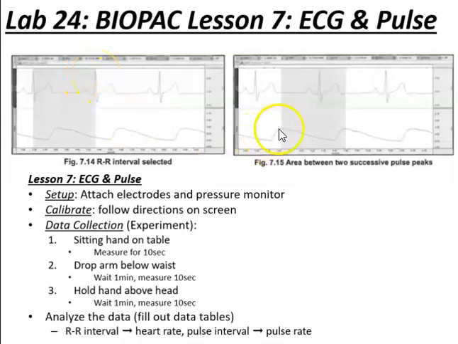Okay, and then next we would want to highlight the area between two successive pulse peaks. So here we see a pulse peak, and here's the next pulse peak, so we would highlight that area there. So we would get the actual heart rate when we measure the RR interval, and the computer could calculate the heart rate when we highlight this area here, and then we would get the pulse rate when we highlight the area between the two pulse peaks here, and they should be about the same.